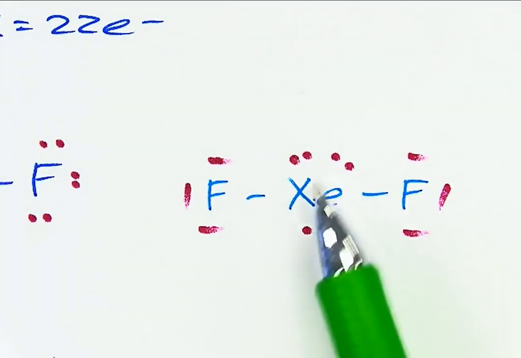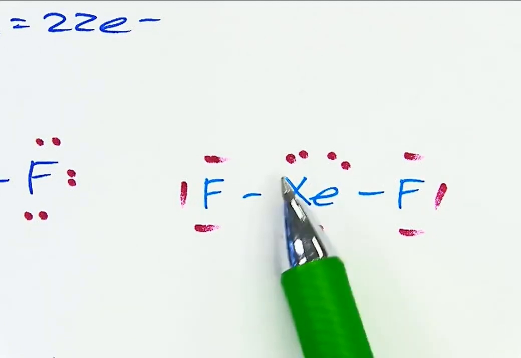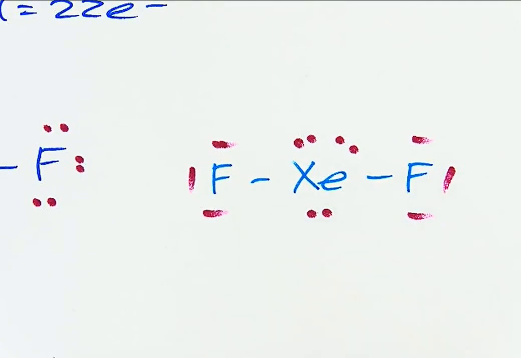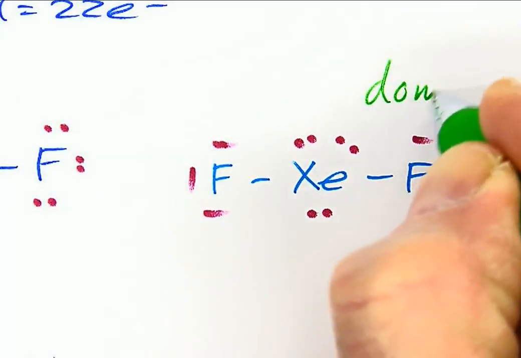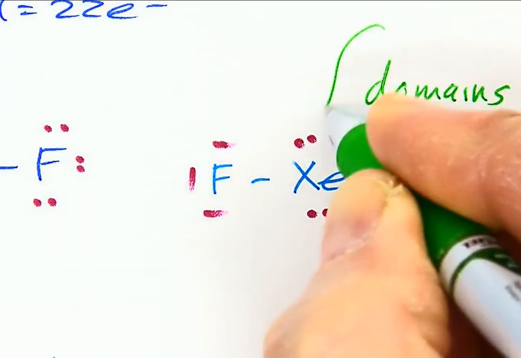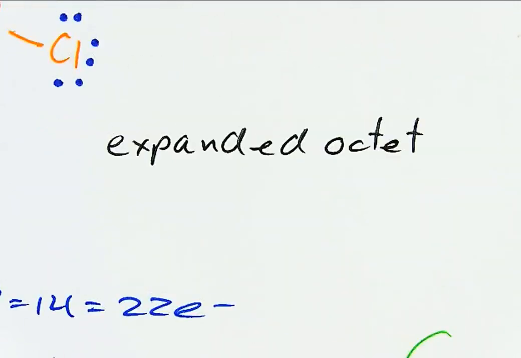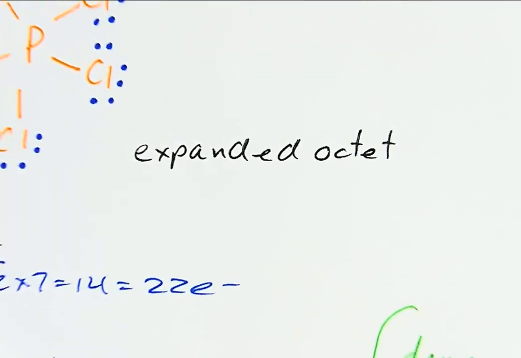There's 10 electrons, but that is 1, 2, 3, 4, 5 things. We call them domains, by the way. It's kind of an upper chemistry thing, but yeah, those are called domains. Okay, so that's how you would do XeF2. SF6 would be a similar idea. So that is what we call expanded octets.